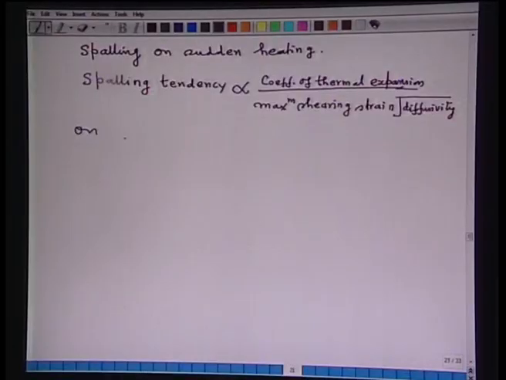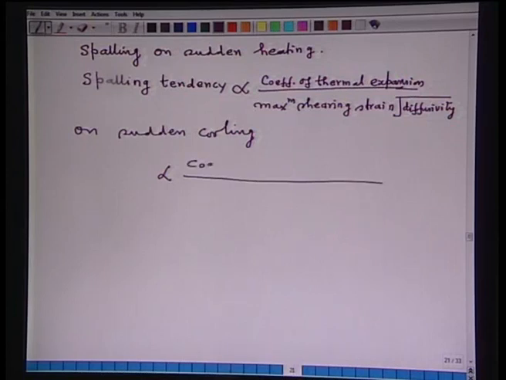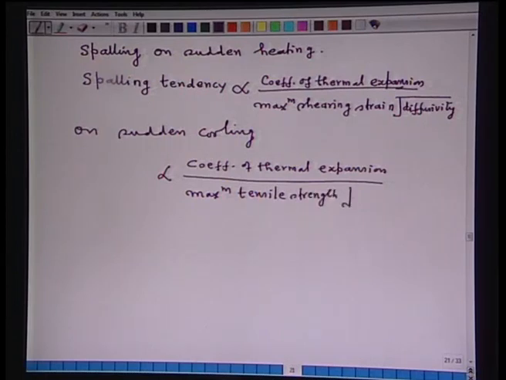Spalling tendency on sudden cooling is proportional to the coefficient of thermal expansion divided by the maximum tensile strength into the square root of diffusivity.